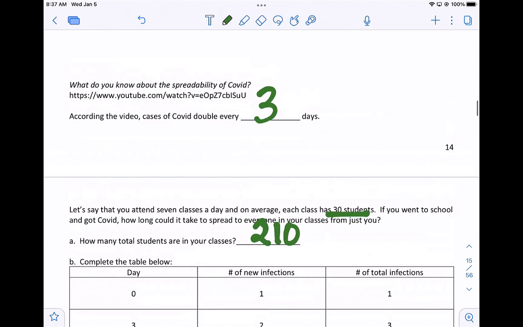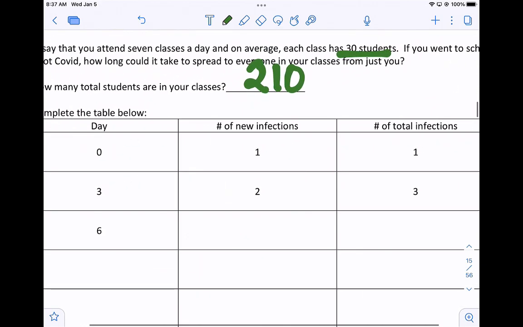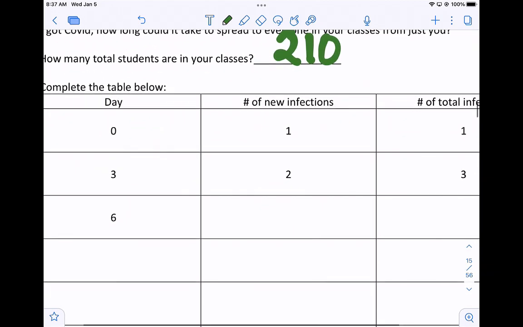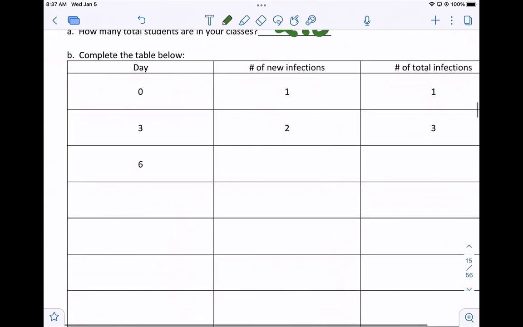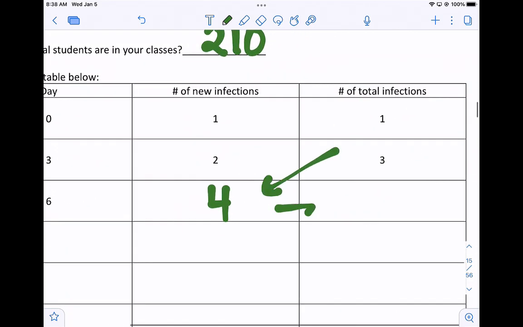If you notice, again, we talked about how that original strain doubled every 3 days. So day 0, let's say that you are infected. So the total number of infections is 1. After 3 days, the number of infections doubles, so there's going to be 2 new infections, but the total number infected is you plus the 2 new people, so there's 3 people infected total from that original strain. And then 3 more days pass, again the number of infections doubles, so this would be 4, and then the total number here, we're going to add 3 plus 4 and get 7 total infections.